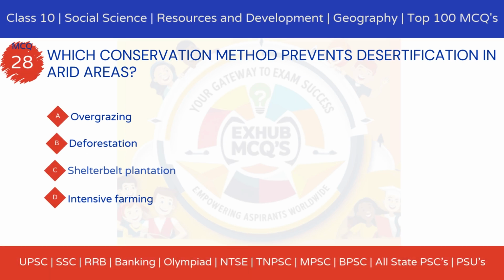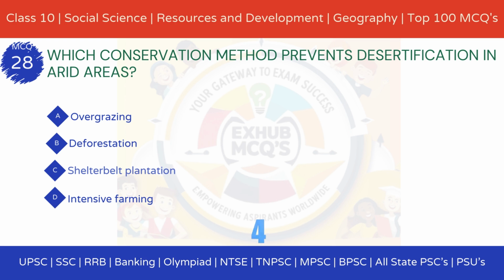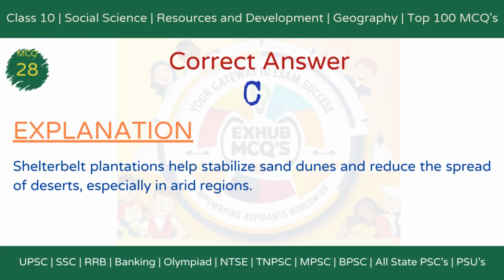MCQ28. Which conservation method prevents desertification in arid areas? Option A, overgrazing. Option B, deforestation. Option C, shelter belt plantation. Option D, intensive farming. The correct answer is option C, shelter belt plantation. Explanation: Shelter belt plantations help stabilize sand dunes and reduce the spread of deserts, especially in arid regions.